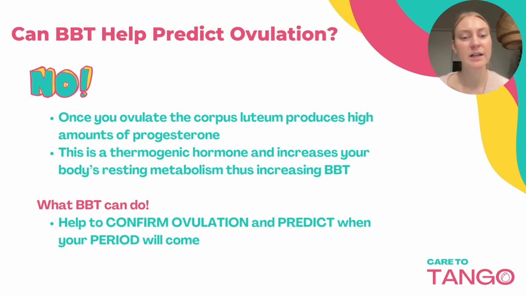So what your basal body temperature can actually do is help to confirm ovulation and predict when your period will come. So once we have that increase in our basal body temperature, that is suggesting that progesterone is now being made in high amounts. And then we're also going to cross-check that with our mucus. Once we have confirmed that, your luteal phase is pretty consistent, right? So if your luteal phase is always like 12 days or 14 days, we're just going to tag that on to when we ovulated, and then that is likely the day that you will get your period.